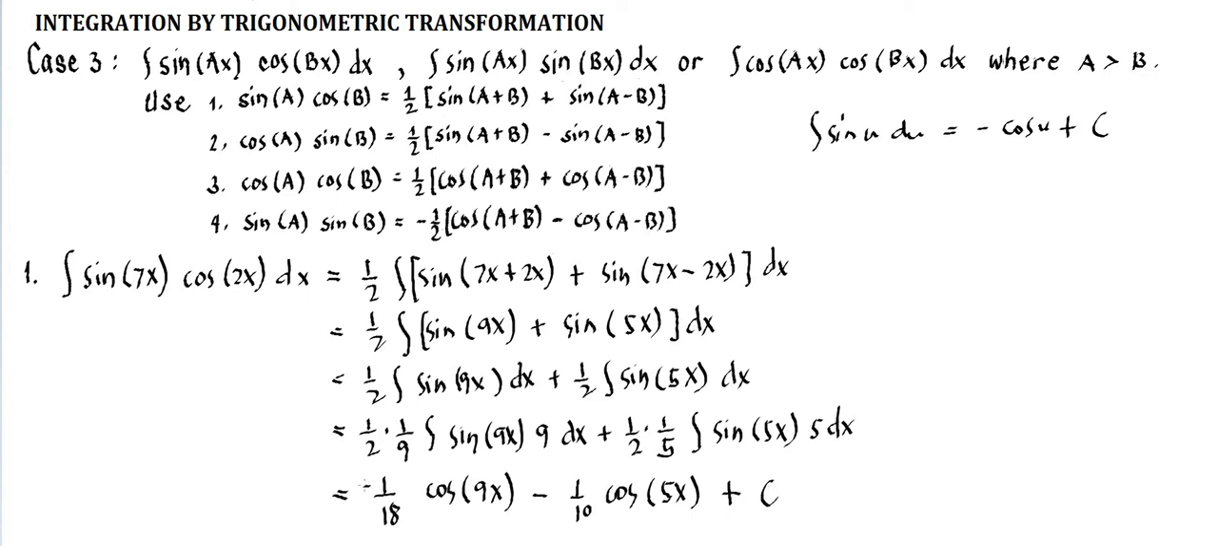So, ito na ngayon yung ating magiging sagot. Ano? So, ang sagot natin, negative 1 over 18 cosine of 9x minus 1 over 10 cosine of 5x plus c.